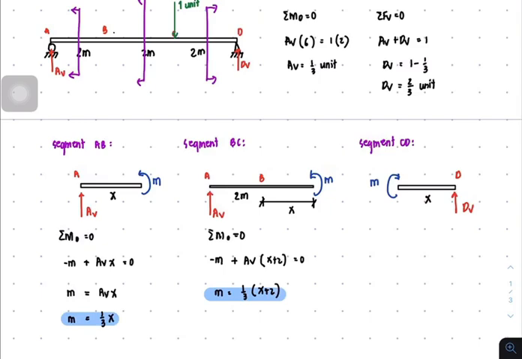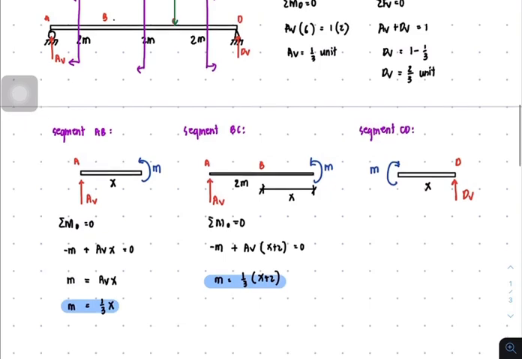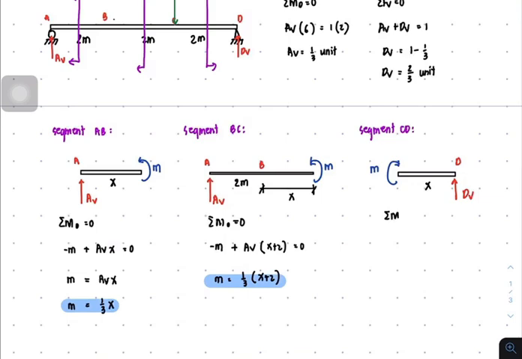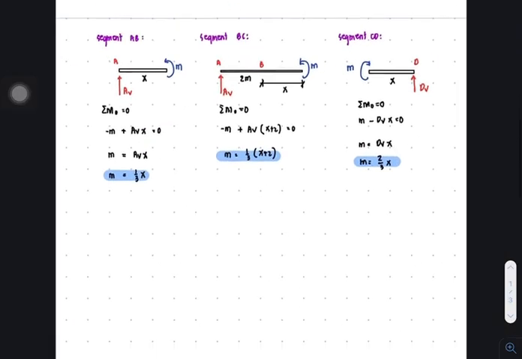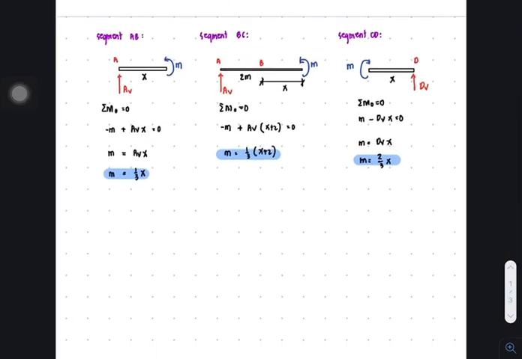This time, it's no longer 2, but it's x. Now, summation of moment at the point of cutting equal to 0. You will have small letter m clockwise minus DV times x equal to 0. So small letter m, transposing DV to the other side, it will become DVx. And do not forget, DV is 2/3 of x. This is now your equation.